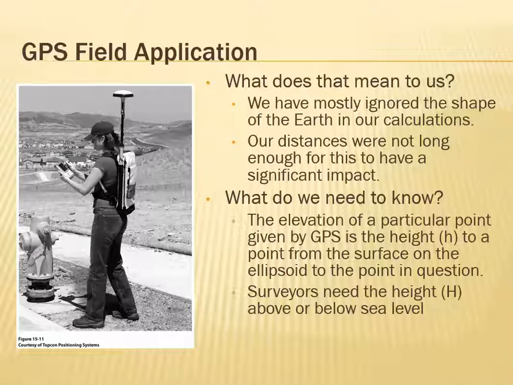We need to know the elevation of a particular point given by GPS, which will be the height h, from the surface of the ellipsoid to the point in question. Surveyors need the height h above or below mean sea level so that they can actually start computing, and the GPS kind of knows what it's supposed to do. Let's think about this for a second.